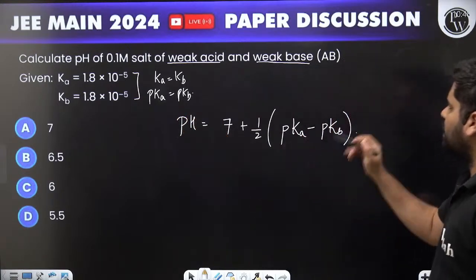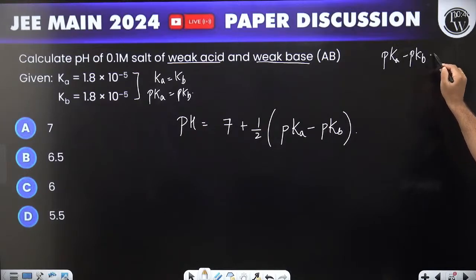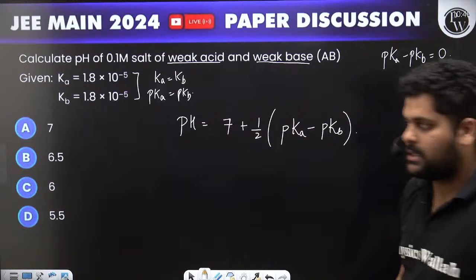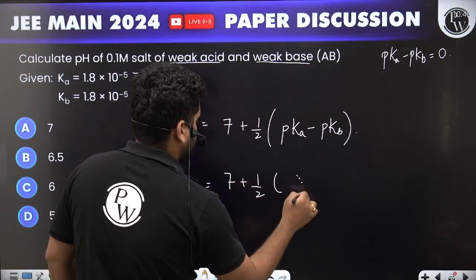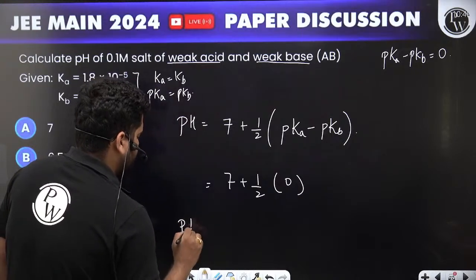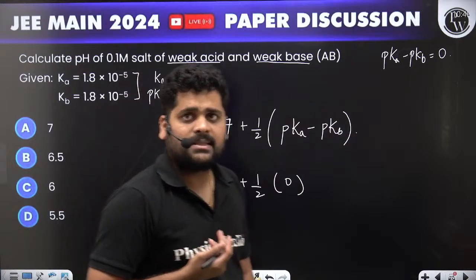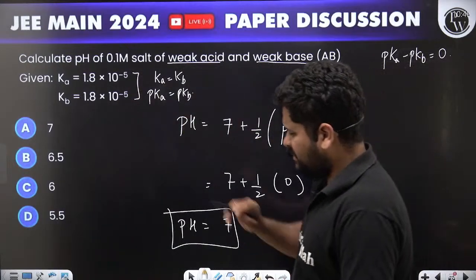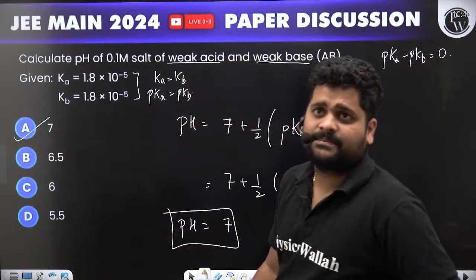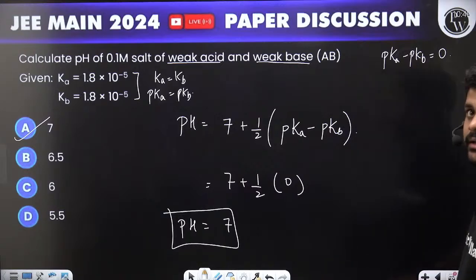What do we need to do over here? pKa minus pKb, isn't it? Both the values are the same, so pKa minus pKb would be 0. So we have 7 plus half into 0. The value of pH in this case would be 7. That's it, right? The correct answer for this question is option A. Okay, clear, everyone? Now moving on to the next one.